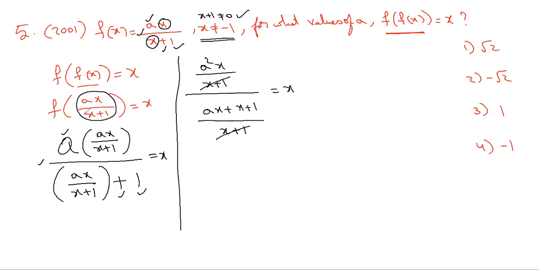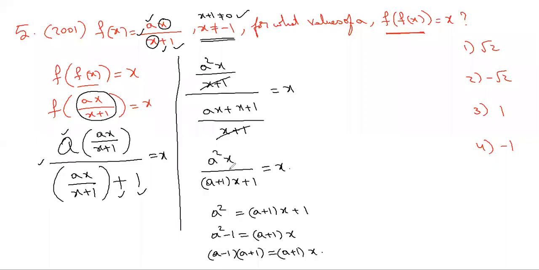Understood. So this is a square x by a plus 1 x plus 1 equal to x. See, after this, we consider the case: if x not equal to 0, or you can write this as one possibility and this as one possibility. x is equal to 0 is one possibility. In case x not equal to 0, you can cancel x on both sides. You will arrive at this.